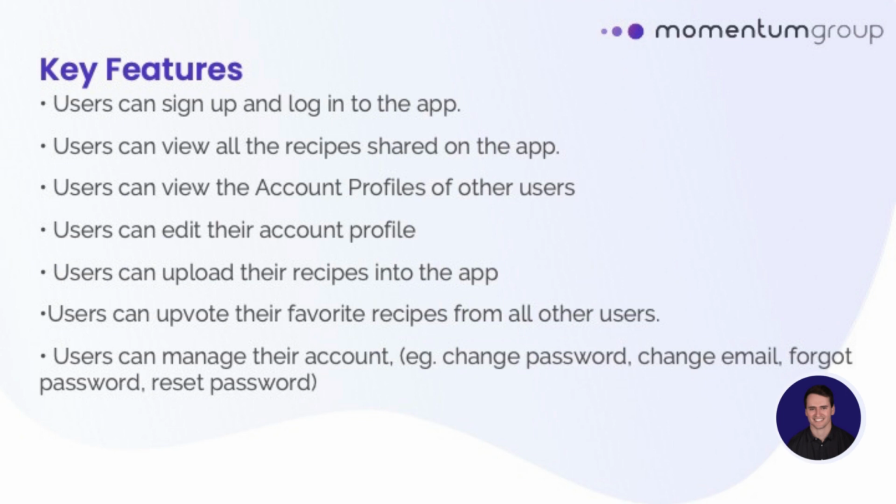So first one we're going to start with is key features. Key features are really the must-have features for your application. It's what makes your app your app. And so key features are things like users being able to sign up and log in, users being able to manage their accounts. For this example as well, users being able to view all the recipes shared on the app, being able to upload recipes into the app, and upvote their favorite recipes from other users.